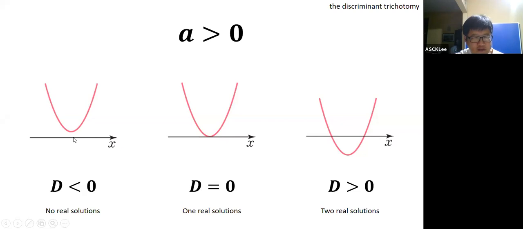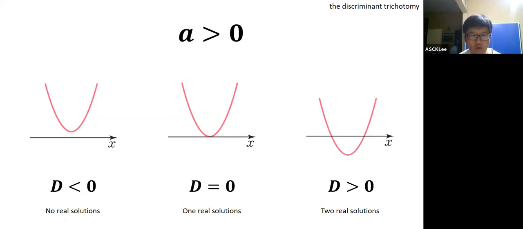There are no real solutions because there's no value of this curve where it is 0. Here there is one real solution, and the real solution is right here at this dot. This is where the real solution is. Now here there are two real solutions because one solution is here and one solution is right over here. So you must know, don't just calculate your discriminant blindly.